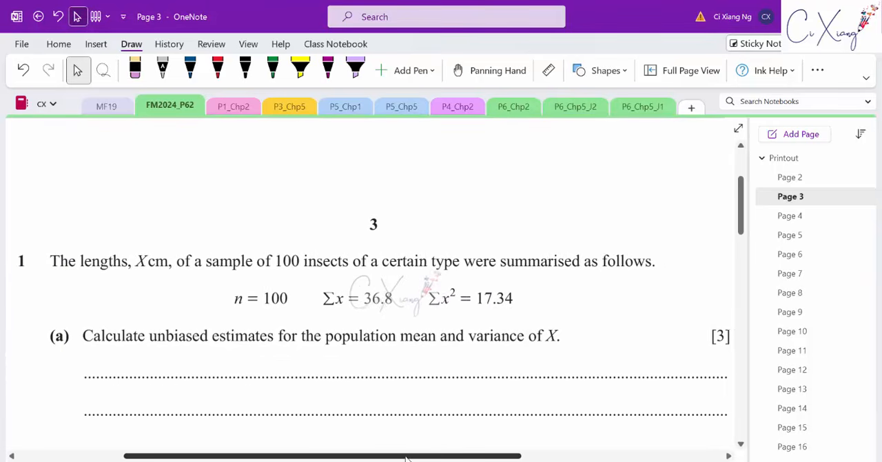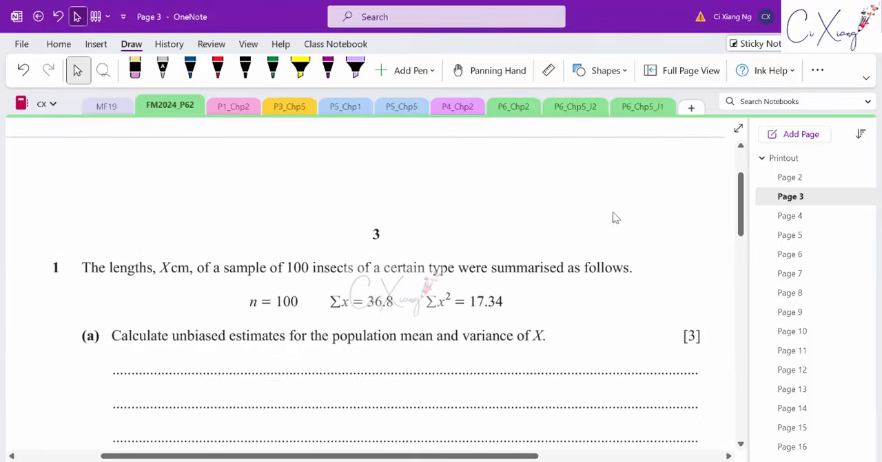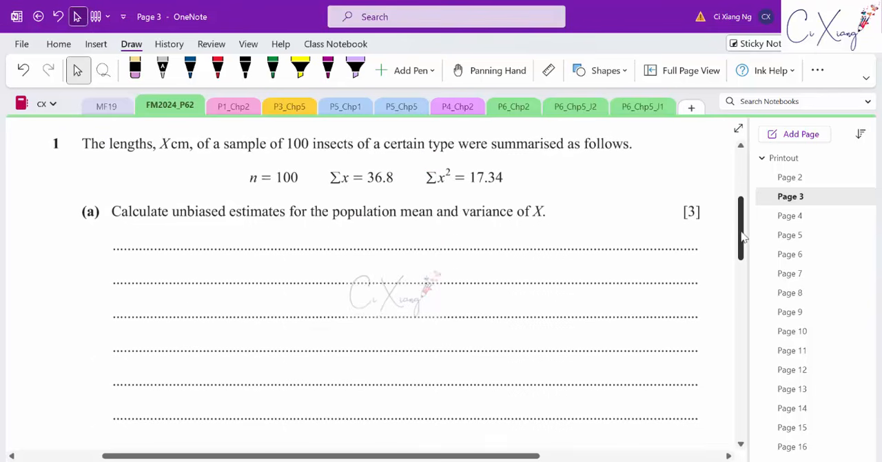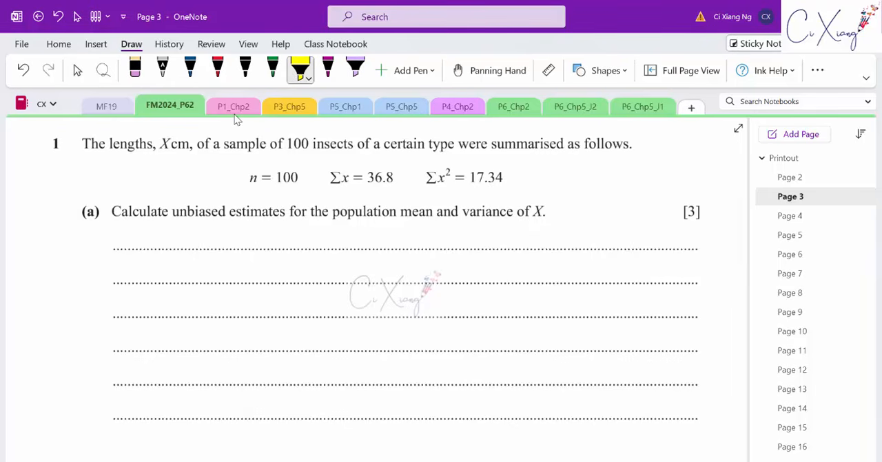Okay, so they are giving us the lengths of a sample of 100 insects of a certain type, summarized as follows. We have the information n, summation of x and also summation of x squared. They want us to calculate the unbiased estimates for the population mean and also the variance. Highlight the keyword unbiased estimates. So we need to use our sample values to estimate the population mean and variance, right?